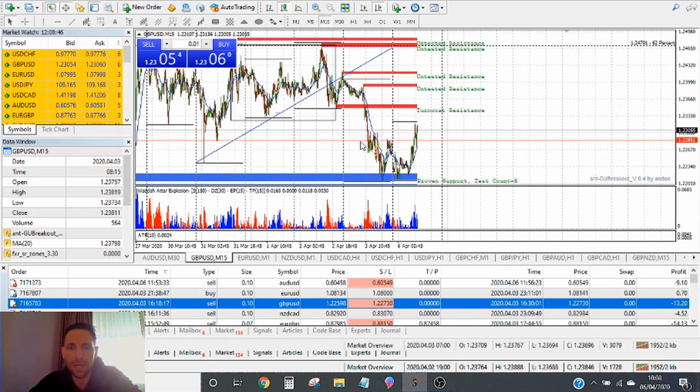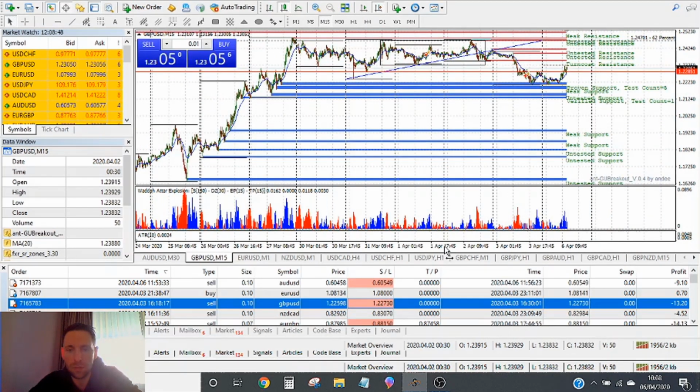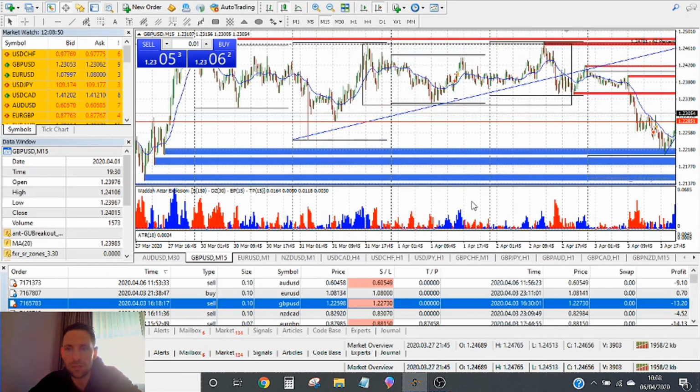We were making this kind of corrective structure for a good couple of days last week. During the middle of last week, I noticed that price had started to make this move downwards, started to make these lower lows, and then retraced back up to this area here before coming back down and then retracing up a little bit more.